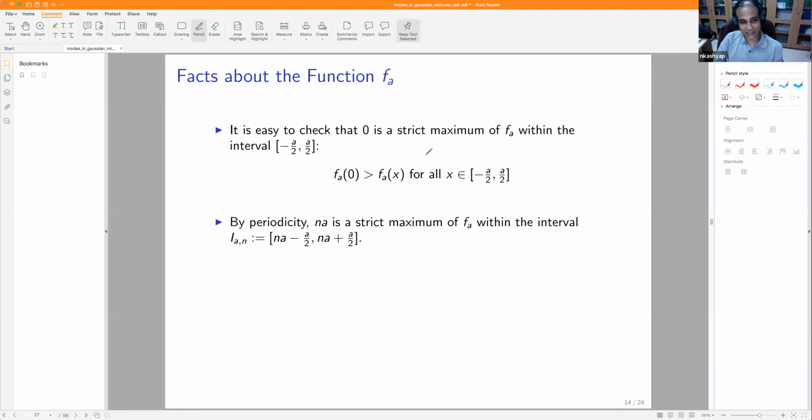Anyway, all we require really is that 0 is a strict maximum of fa within the interval from minus a over 2 to a over 2. This can be readily checked. And so by periodicity, na is a strict maximum of fa within this interval. This minus a over 2 interval is shifted the requisite number of times, na number of times.